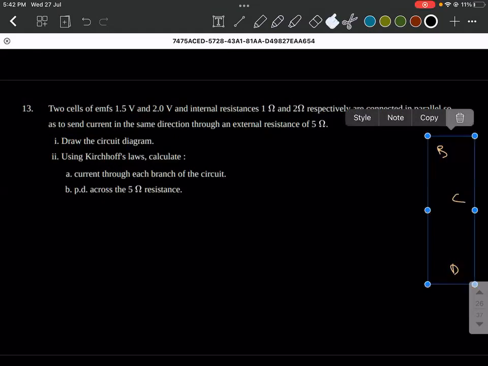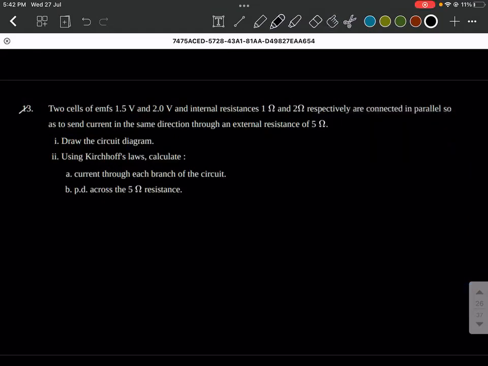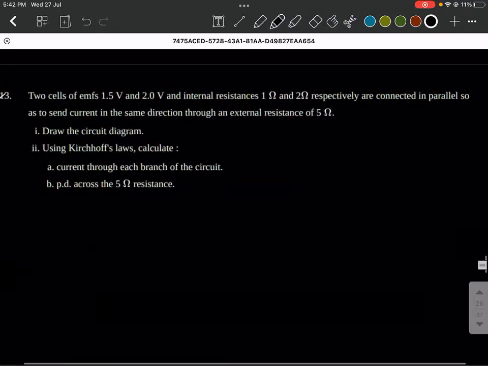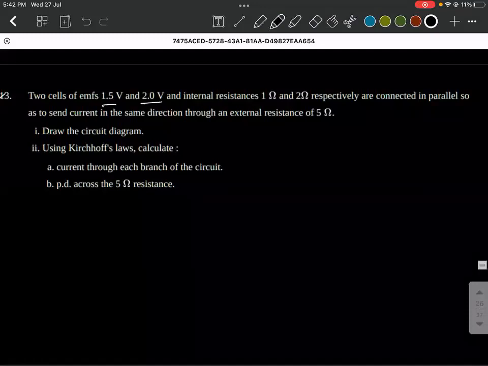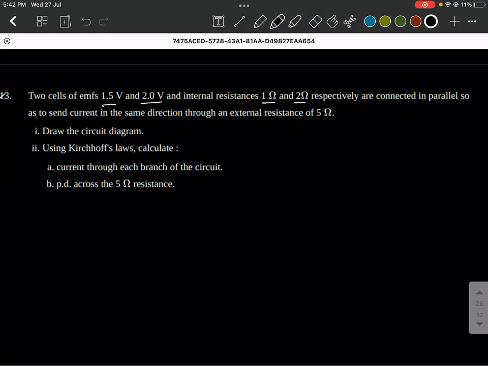So read this question. Two cells of EMF 1.5 volt and 2 volt and internal resistances 1 ohm and 2 ohm respectively are connected in parallel so as to send current in the same direction through an external resistance of 5 ohm. What is the meaning of that? They are connected in such a way that the intention is to send the current in the same direction through an external resistor of 5 ohm.